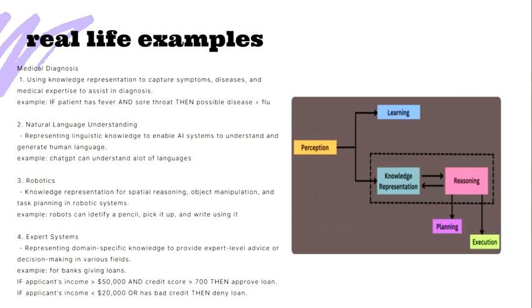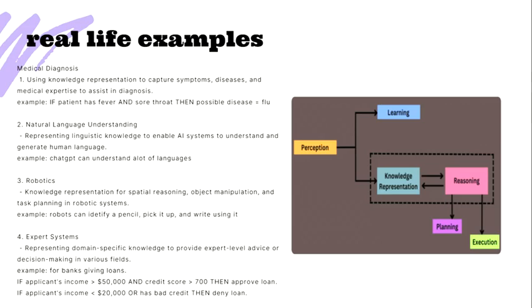Real life examples. Medical diagnosis, using knowledge representation to capture symptoms, diseases, and medical expertise to assist in diagnosis. Example, if a patient has a fever and a sore throat, then there's a possibility that he is enduring the disease called flu. Second, natural language understanding, representing linguistic knowledge to enable AI systems to understand and generate human language. For example, ChatGPT can understand a lot of languages.